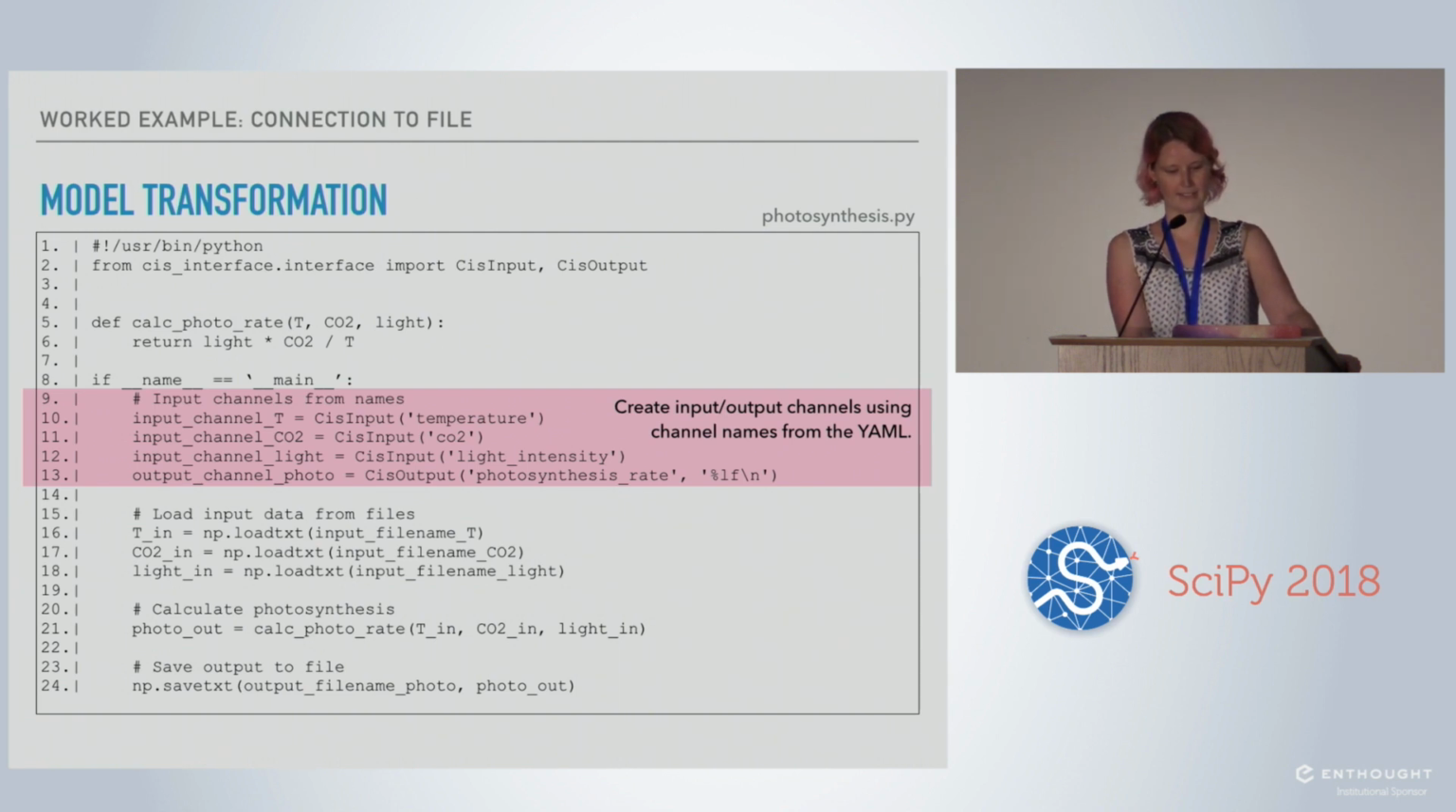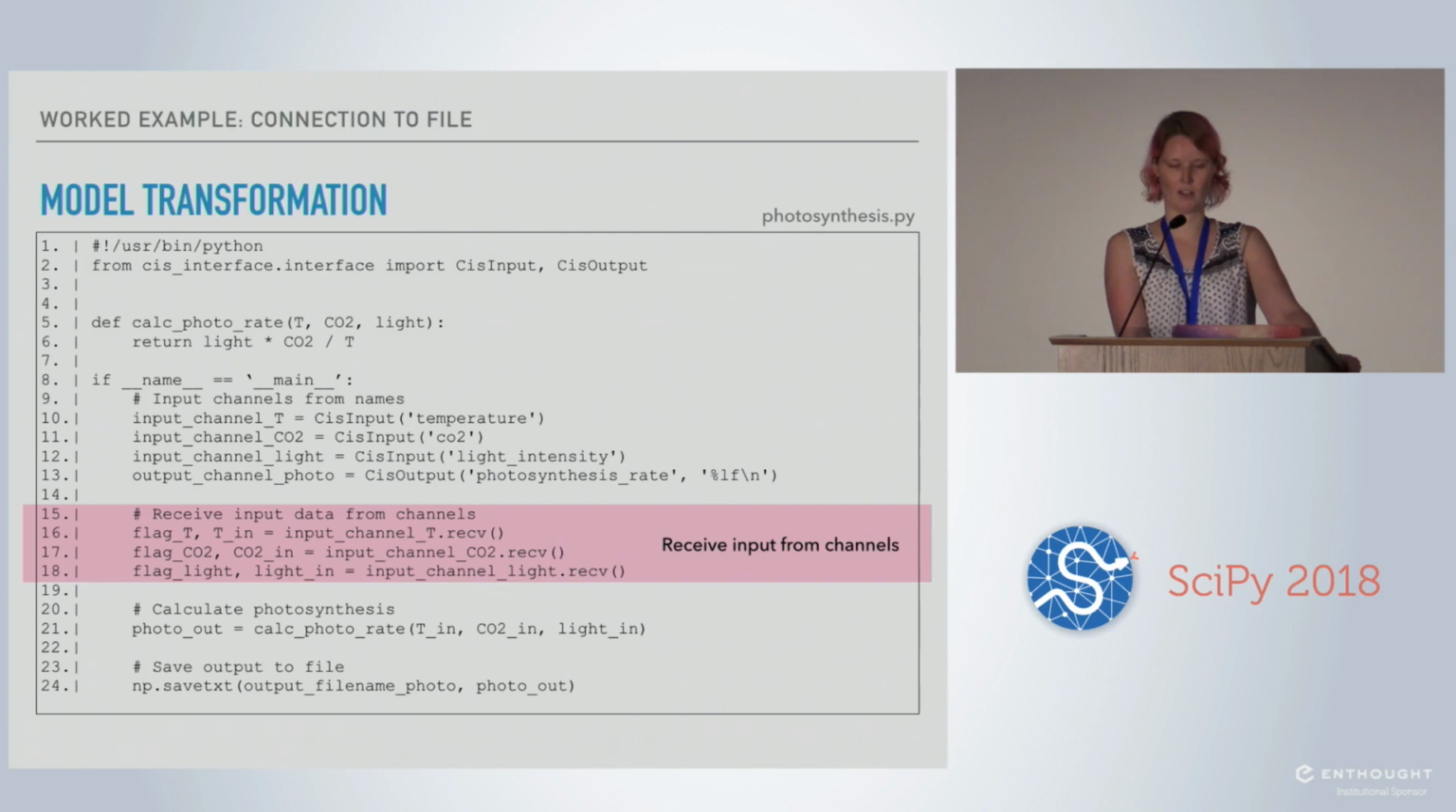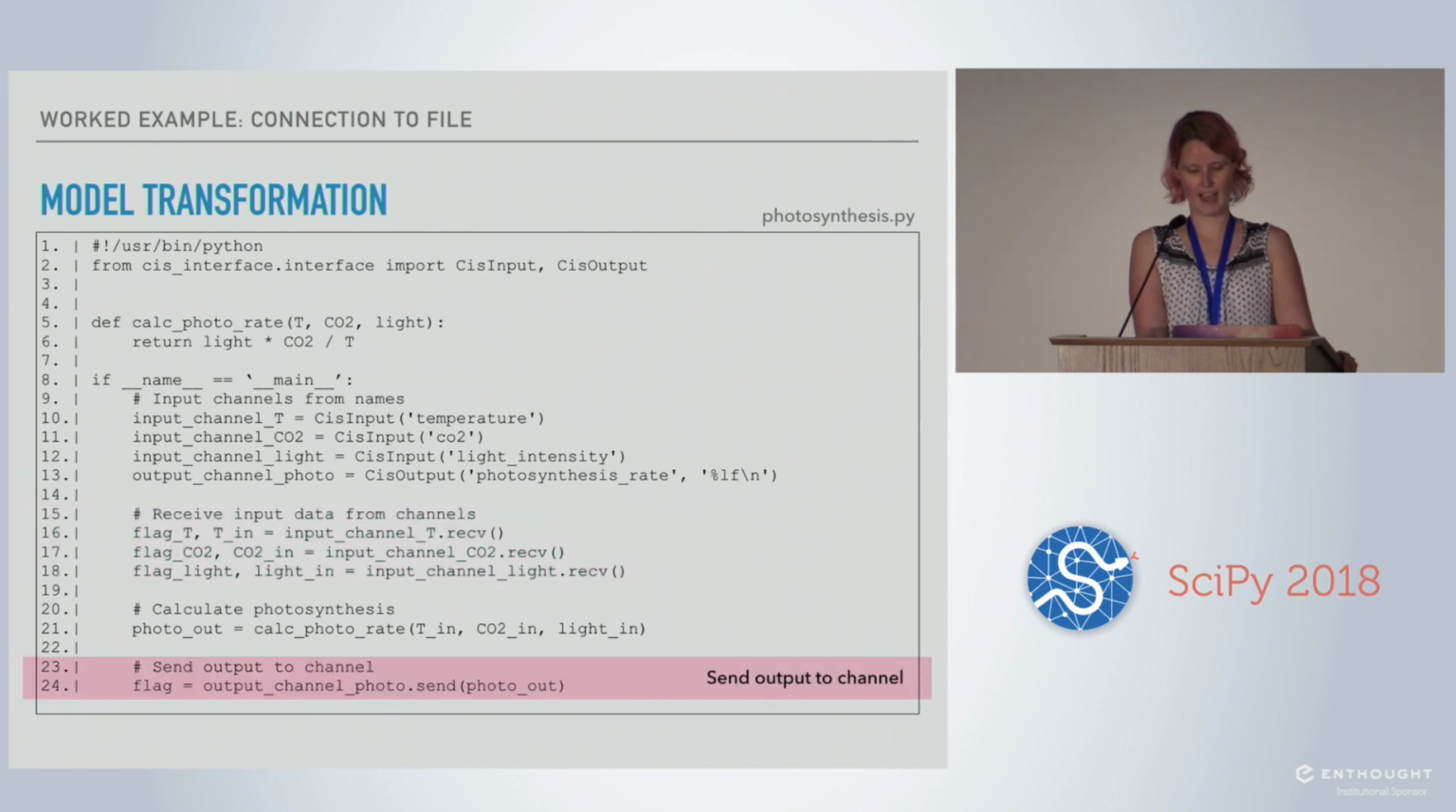So then, instead of loading from the text file, we're going to call the receive method. The receive method returns a flag that tells you whether or not the channel is open, and the resulting data that was received. And this is in the format expected, so the double or integer. Then we call the same calculation function that we called before, and then we send the output to the output channel by calling the send method, which returns a flag specifying if the send was successful.